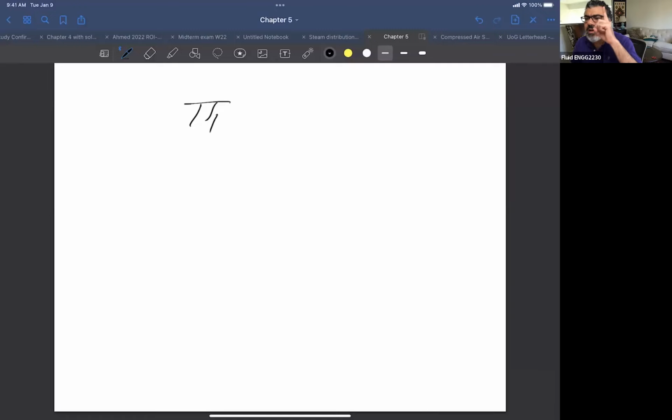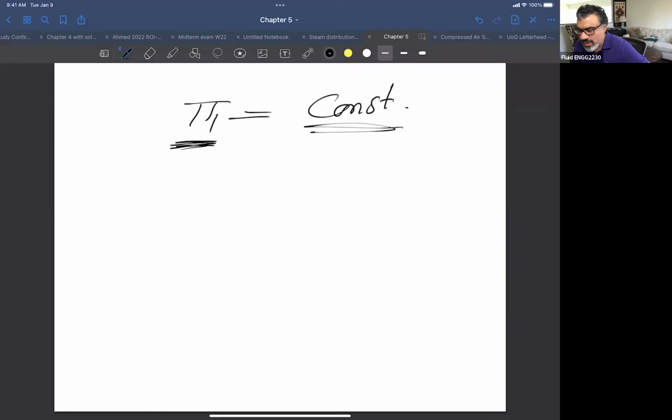If you have only exactly one group, Pi 1 is constant because there are no other groups, which means that whatever group you are creating here is equal to a constant. So we can do the same thing.